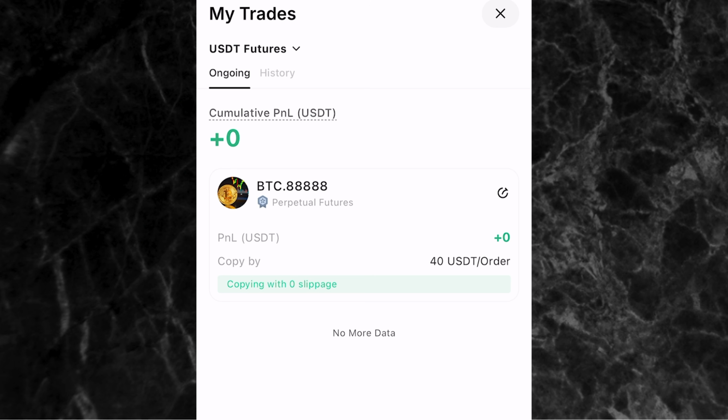Again, just to remind you, you can see where it says 40 USDT per order. So it means that I'm copying each trade with maximum of 40 USDT. So that is the simple way to do copy trading on the BingX app. Just like that, I've been able to copy a trader, and every day I can come back here to see how much I'm making or how much I'm losing.